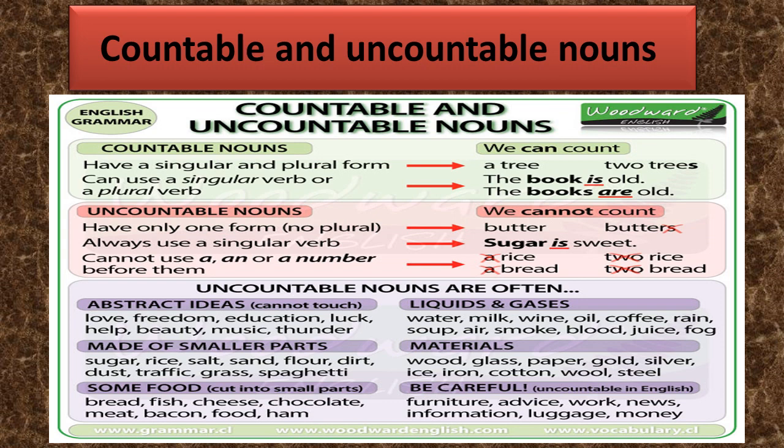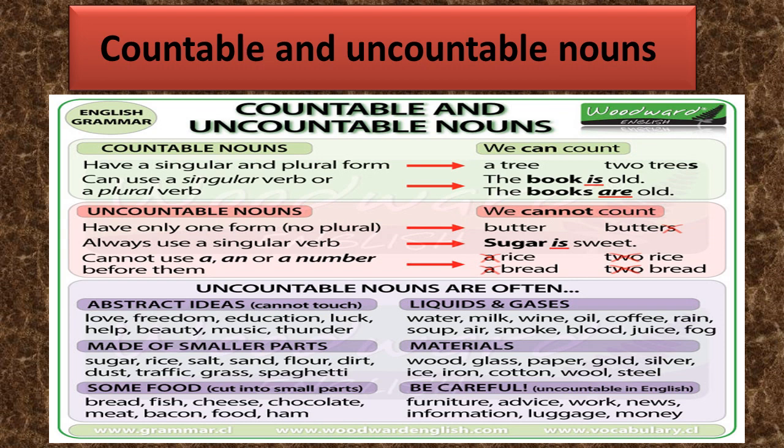We cannot use a, an, or put a number before them. Example, I can't say a rice or a bread. It's wrong. Also, I can't say two rice or two bread. This is also wrong.